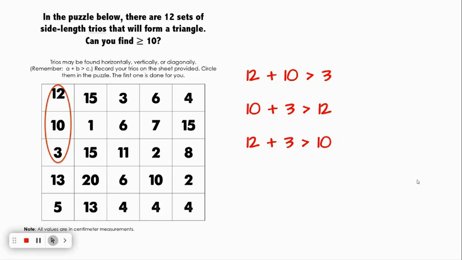Now, what I'd like you to do is pause the video and see if you can find the other 11. The instructions here say you can find the trios horizontally, vertically, or diagonally. So I just want you to go through and practice with this. Can I add two of the sides together and get something larger than the third side? If I can, and it happens with each and every one of the two sides, then it is forming a triangle.